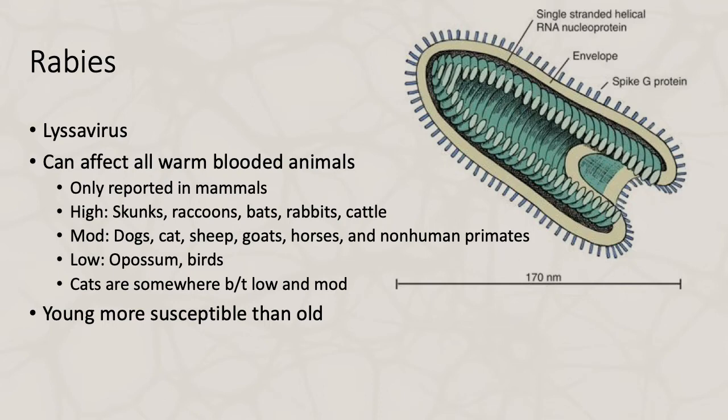So, high risk of infection for skunks, raccoons, bats, rabbits, and cattle. Moderate infections in dogs, cats, goats, horses, and non-human primates. So the only domestic animal that has a high risk of infection is going to be the cattle, which is interesting compared to the other domestic animals. Opossums and birds are thought to be at a low risk of getting infection, again with birds never being reported, but it's thought to be possible. Cats are somewhere between low and moderate risk of infection, and the young are more susceptible than the old.